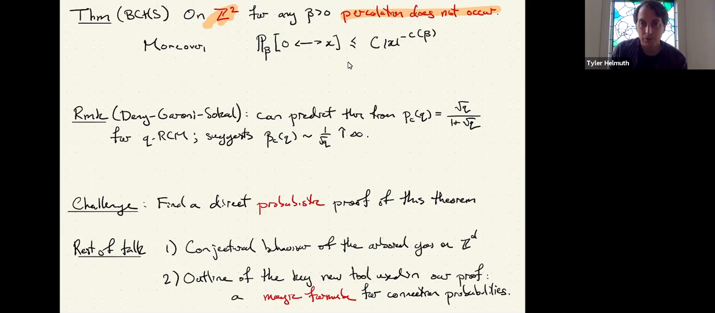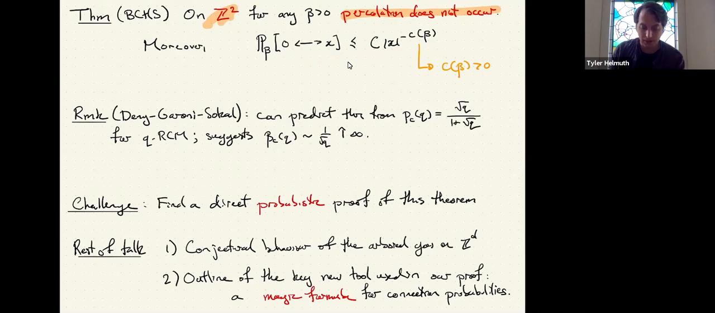And in fact, what we prove is that if you look at the connection probability from 0 to x, it always decays polynomially in the distance. So this quantity C beta here is just some quantity that's greater than 0, and it depends on beta. Okay, so something dramatic has happened. Something has really changed.